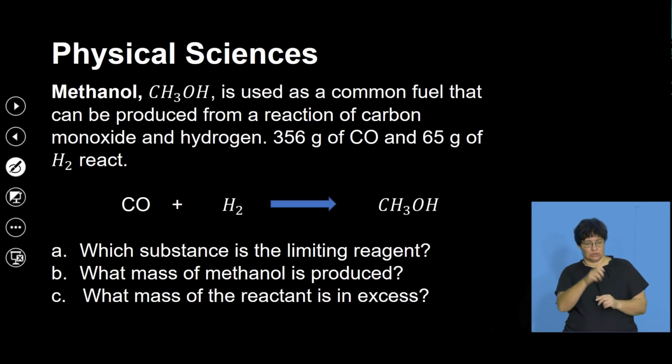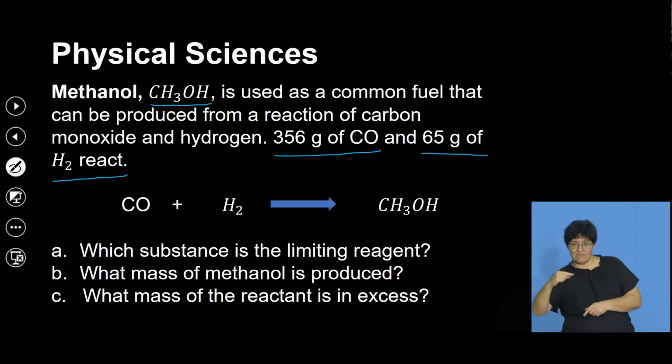Which says here methanol, which is CH3OH, that's the formula of methanol, is used as a common fuel and can be produced from a reaction between carbon monoxide and hydrogen. So we're given the mass of the carbon monoxide, which is 356 grams, as well as 65 grams of hydrogen gas. This is the equation of reaction.